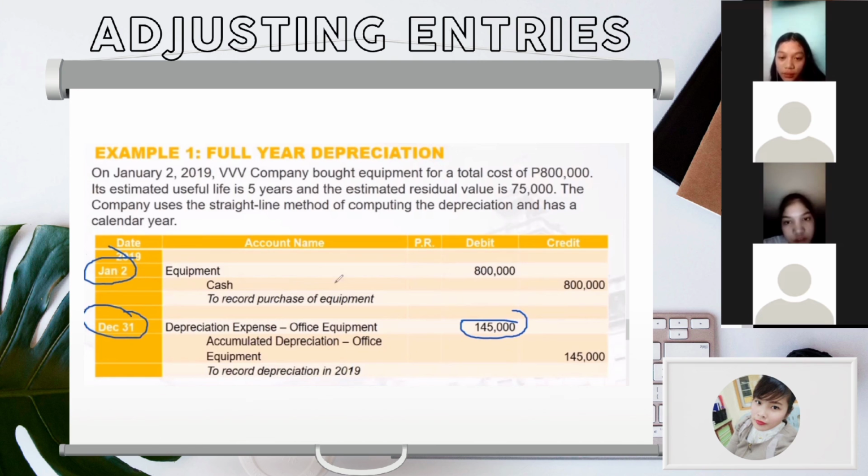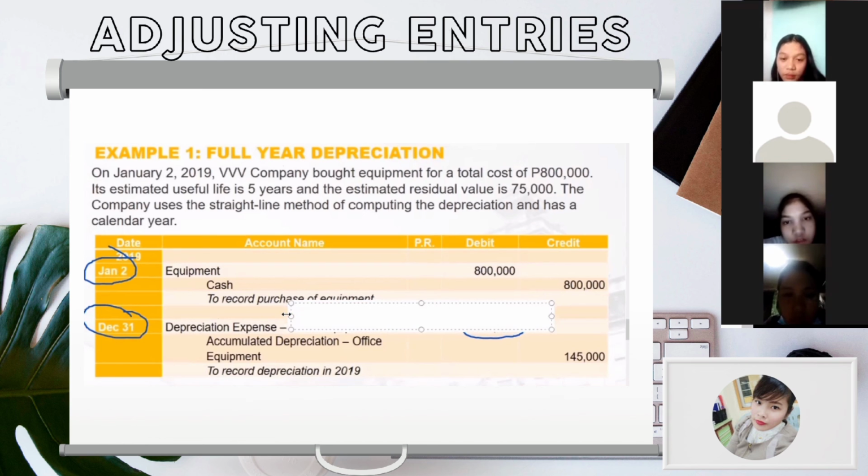So, kung titignan nyo, ito yung journal entry natin, ito yung adjusting entry natin, dash, office equipment. So, ngayon, for example, this is automobile. Ang ilalagay nyo dyan, parehas, right? Dash, automobile. Okay? So, depende yan sa ating asset na nagde-depreciate. Okay? Right? Ito lang yung papalitan nyo.